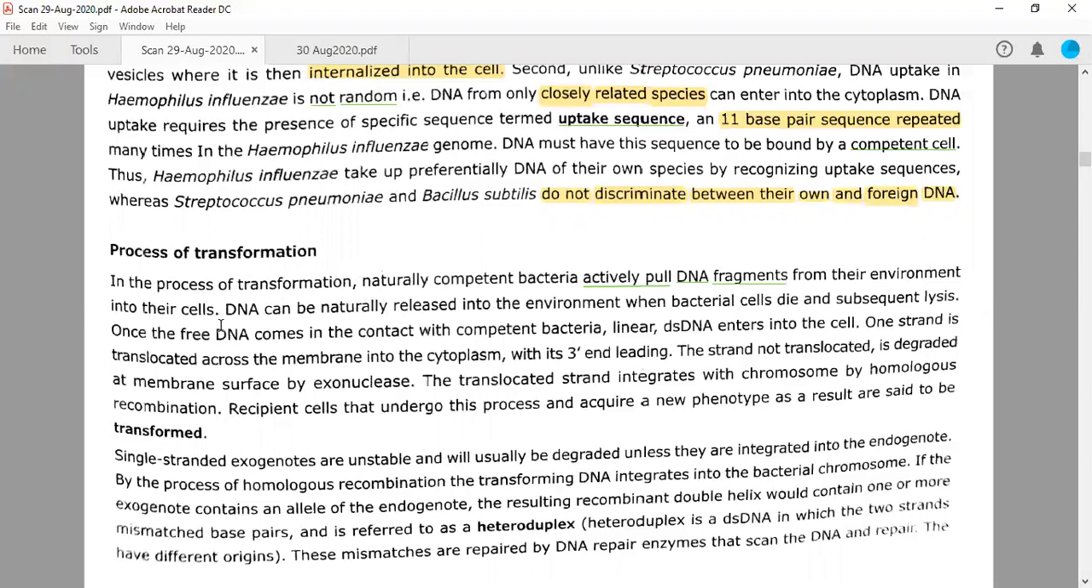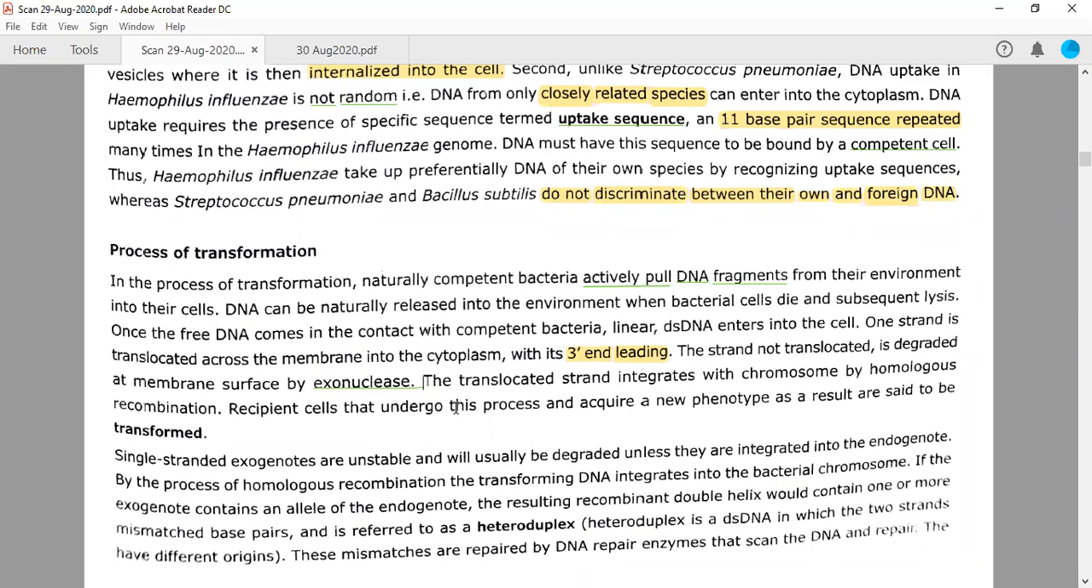Okay, so once the free DNA comes into contact with the competent bacteria, a linear double-stranded DNA molecule will enter into the cell. One strand is translocated across the plasma membrane into the cytosol with its 3' end leading. So the leading strand will always be 3', whereas the 5' end, which is the complementary strand of this, will be degraded by some exonuclease. The strand not translocated is degraded at the membrane surface by some exonuclease. The translocated strand is integrated into the chromosome by homologous recombination.